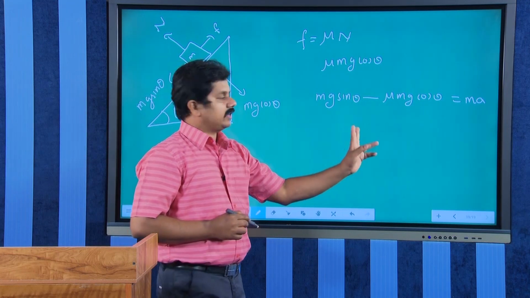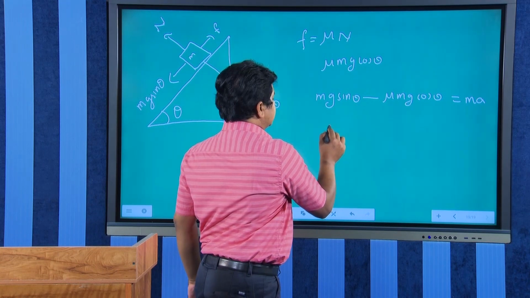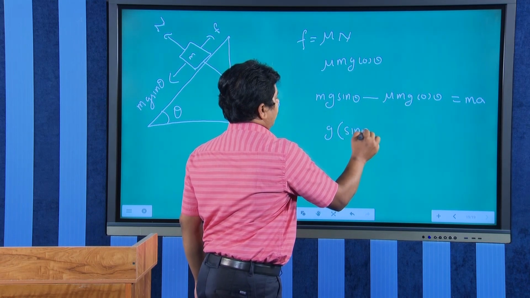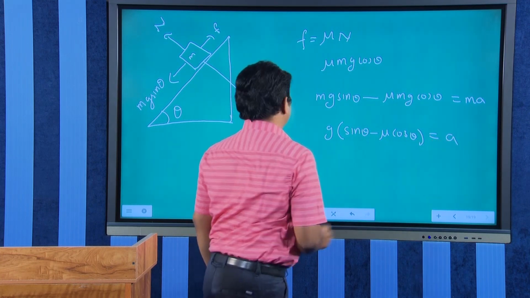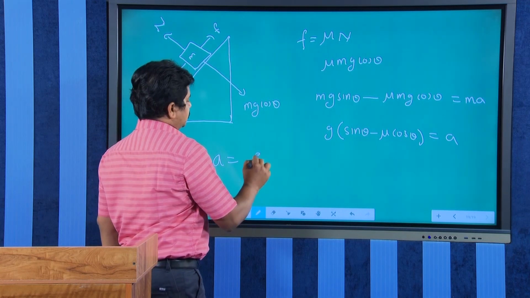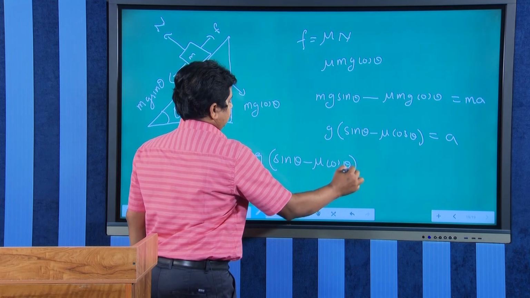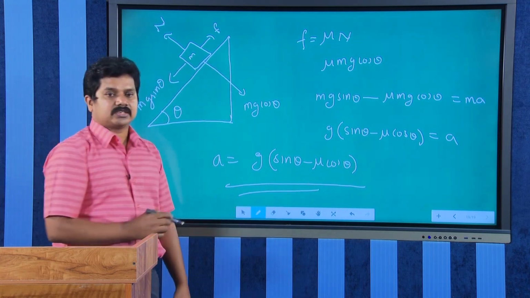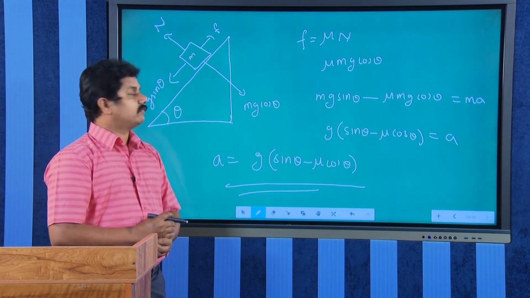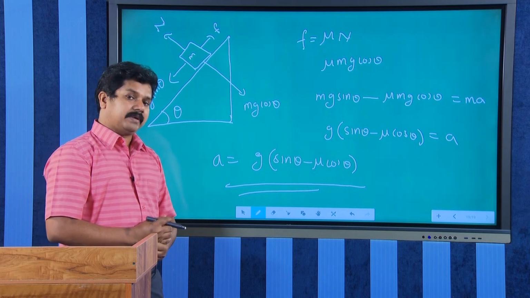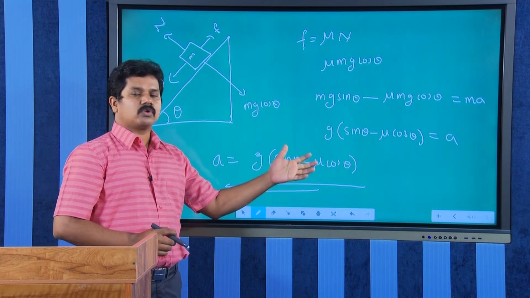So, what is A? The m gets cancelled, so we will get g into sin theta minus mu cos theta. So, this will be the value of acceleration: A equal to g into sin theta minus mu cos theta. This will be the acceleration in the case of a rough inclined plane while sliding down. When the block slides down along a rough inclined plane, the acceleration will be g into sin theta minus mu cos theta.